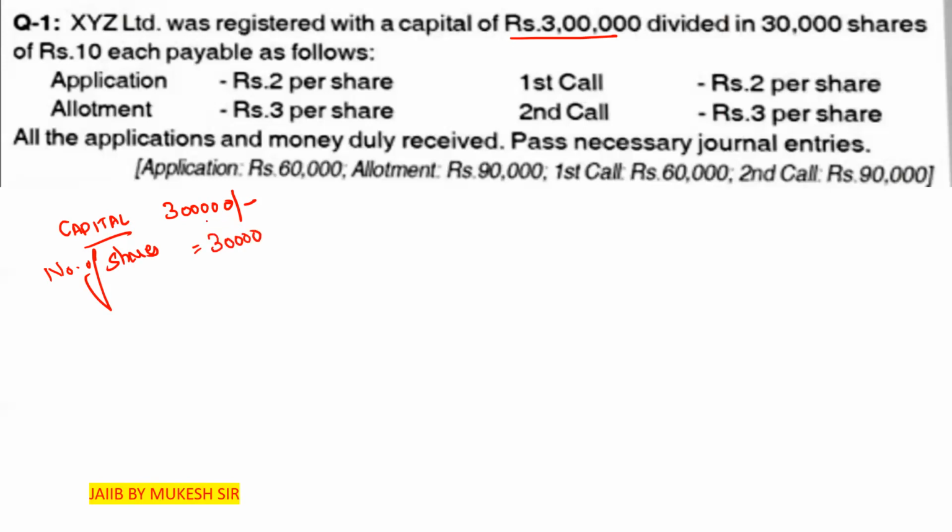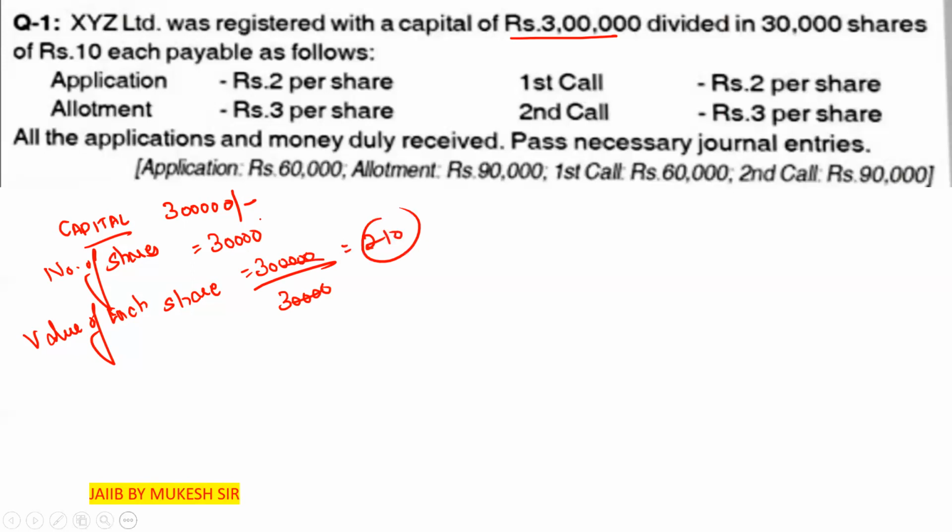Just for the understanding purpose, we are taking that much. If the capital is rupees 3 lakh, the number of shares is 30,000. So the value of each share is rupees 10. Now, what do we have to do next? We know that the value of each share is rupees 10.